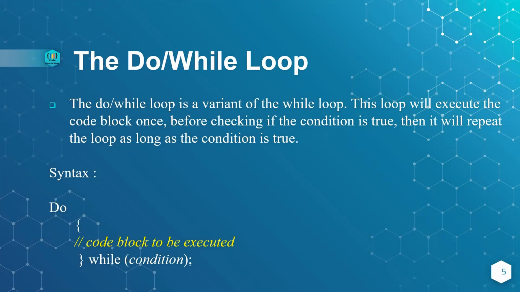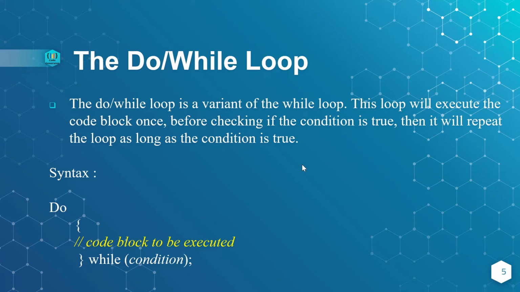And the next one will be the do while loop. The do while loop is a variant of the while loop. This loop will execute the code block once before checking if the condition is true, then it will repeat the loop as long as the condition is true. So there is not a lot of difference between the while loop and the do while loop. The only difference is that this loop will execute the code block once before checking if the condition is true.